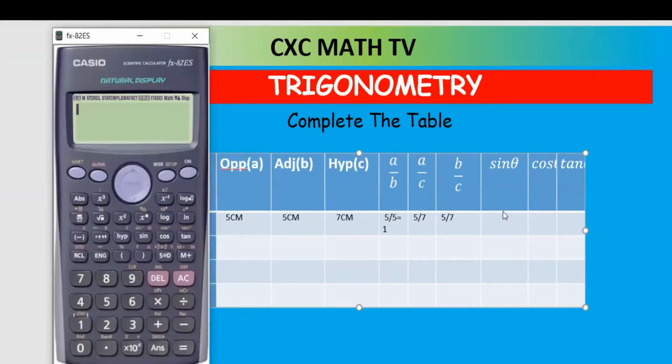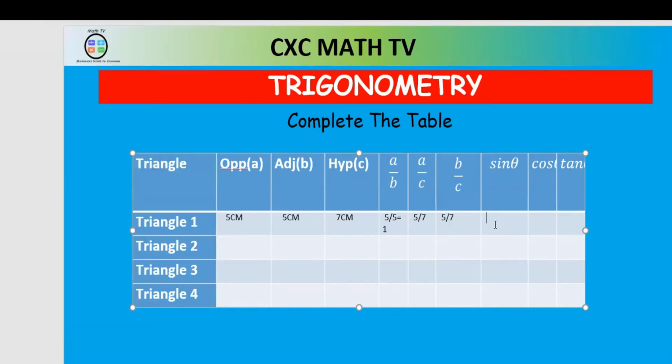Now we're going to evaluate the sine of theta. That's the sine of 45 degrees. The sine of 45 is root 2 over 2. That is 0.7, this is giving us 0.71. So the sine of theta is giving us 0.71. And observe, what is 5 over 7? Remember, we said sine theta is going to be opposite over hypotenuse. Opposite over hypotenuse is A over C. Now let's check and see if opposite over hypotenuse is still 0.71.